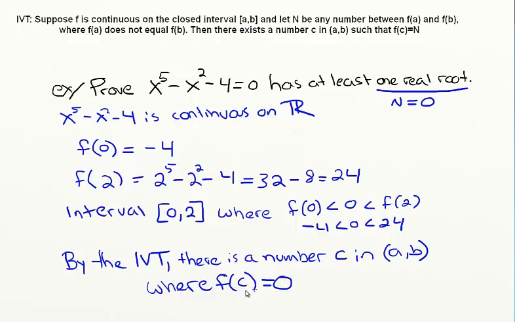Which means there's some number in between 0 and 2, where if we plug that number in, we're going to get 0. We're not sure what that number is. That actually doesn't matter too much. All that we know is there is 1 in that interval, and there's at least 1 in that interval. There could be more, but we've shown that at least 1 exists, and that satisfies our intermediate value theorem.